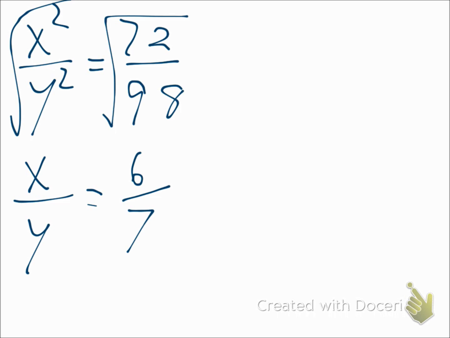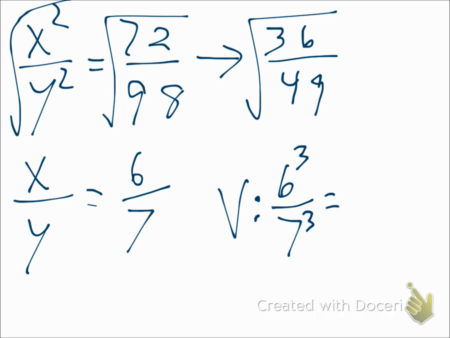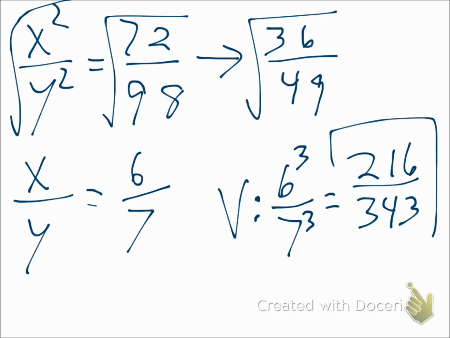To get 6/7, 72 over 98 reduces to 36 over 49, and then the square root of 36 is 6, and the square root of 49 is 7. Now for volume, I need to cube each number. 6 cubed over 7 cubed. So my volume ratio is 216 over 343. Make sure you pay attention to the dimension you're in, and then convert it properly.